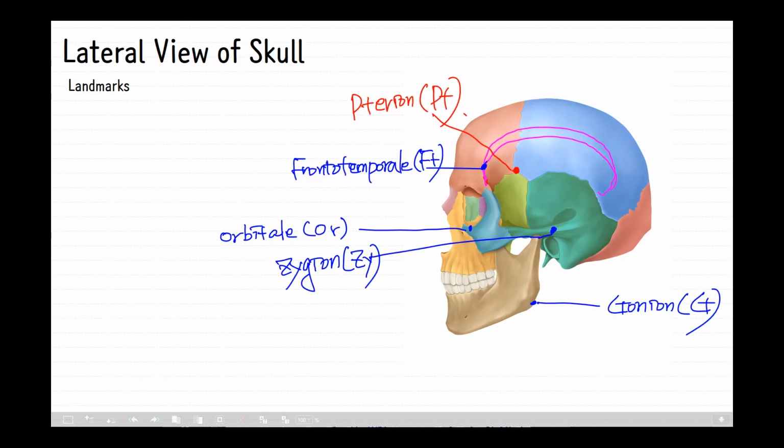And the next is the porion. Porion is also an important point which is located around here, at the highest and most external point of the external acoustic meatus. It is a landmark for the frontotemporal branch of the facial nerve, and also it is used for defining the Frankfurt horizontal plane with the orbitale.